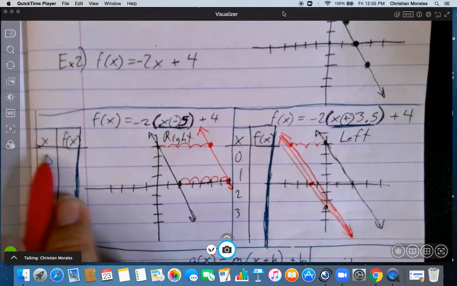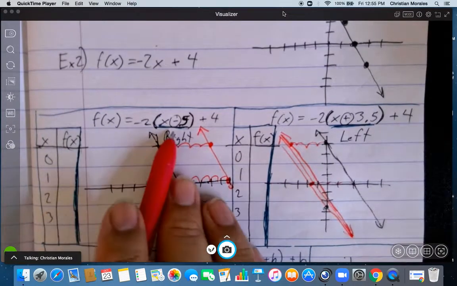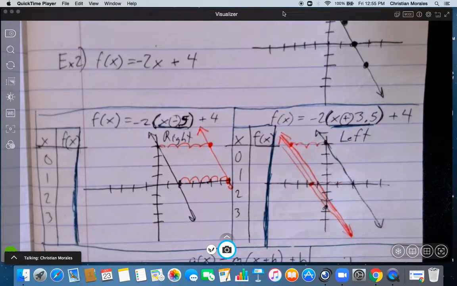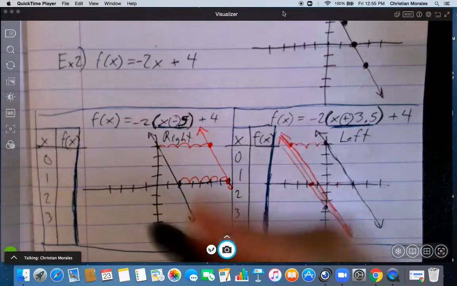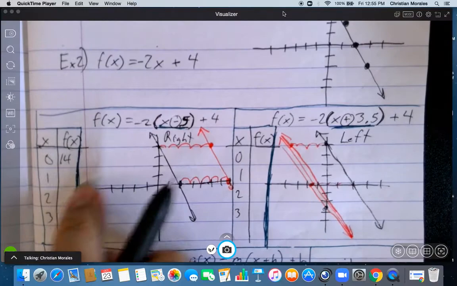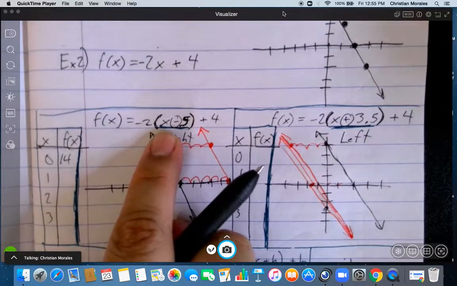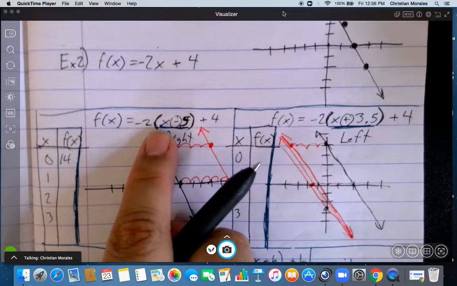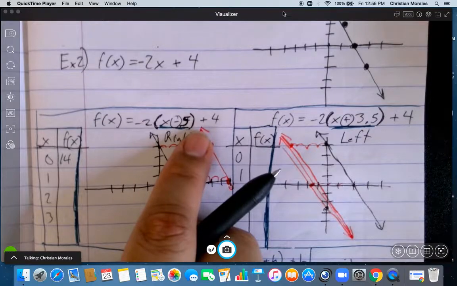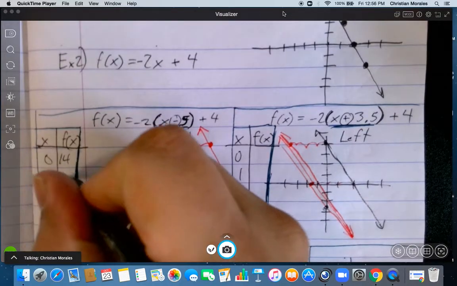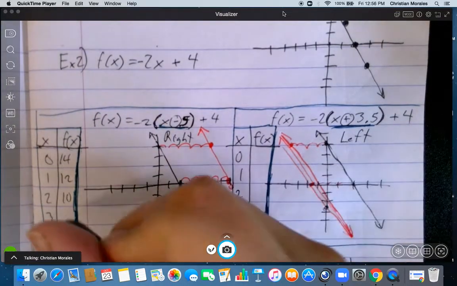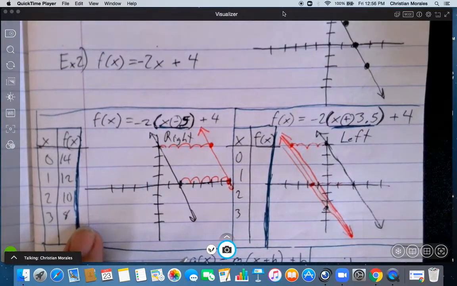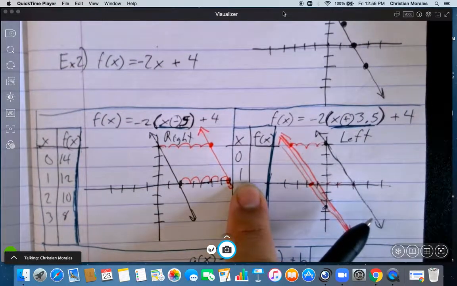Now you could plug in the points. You can keep plugging in the points and seeing what coordinates you get. So like I told you, you get 14. If I plug in a 1, I think I get -8, and then plus 4, you get 12. Then I get 10, and then I get 8. And if you keep graphing it, you'll eventually see that the points match up with the drawing.